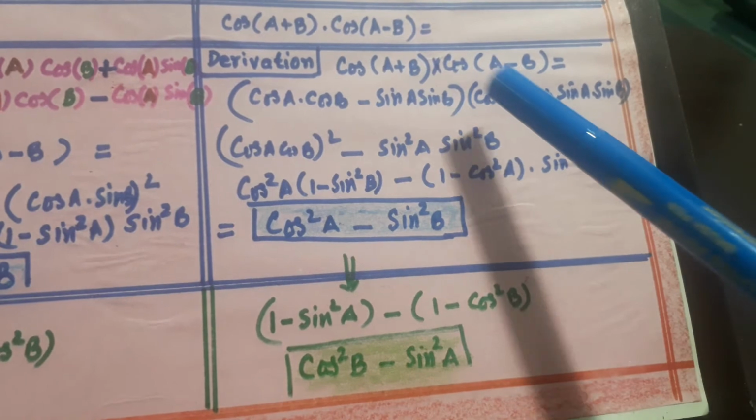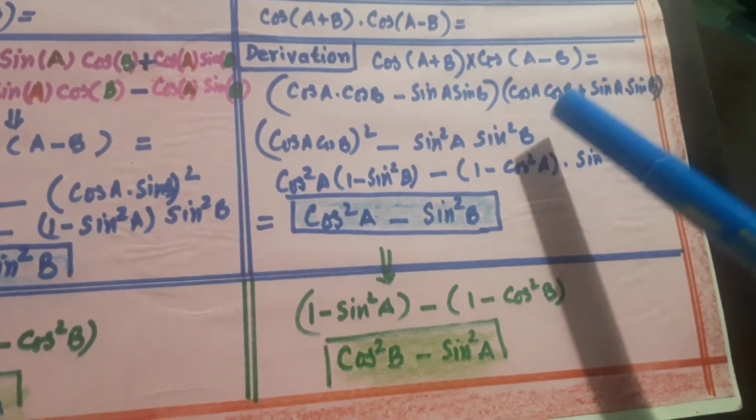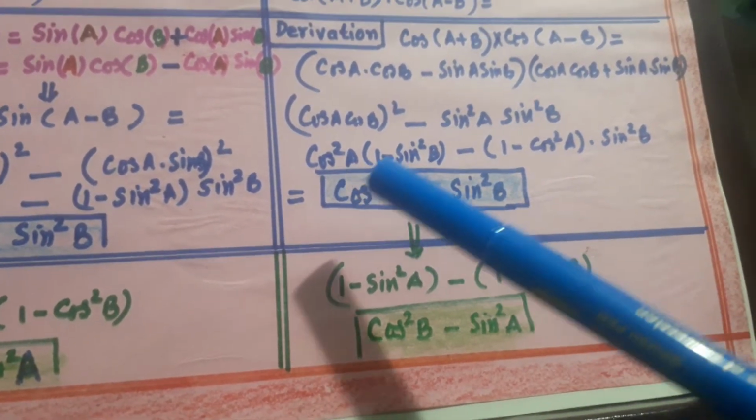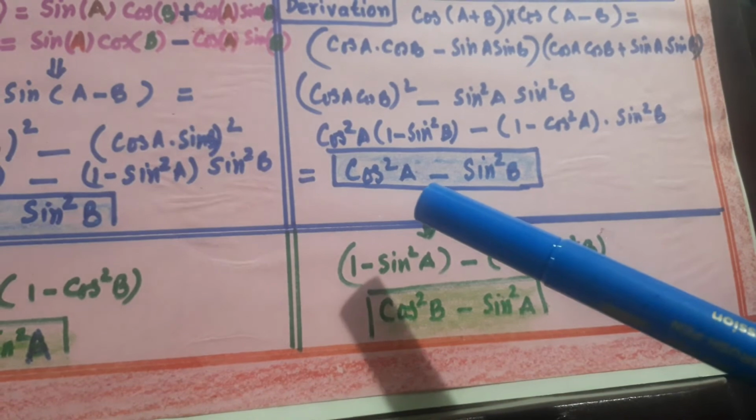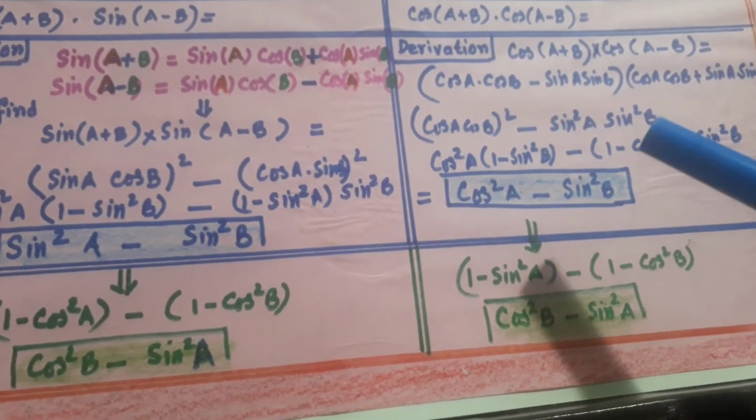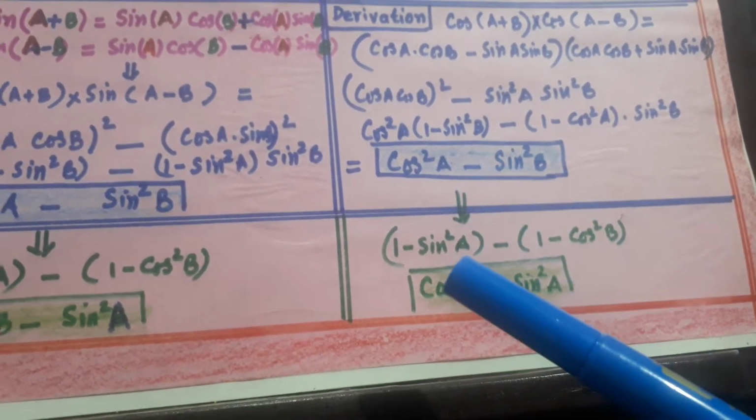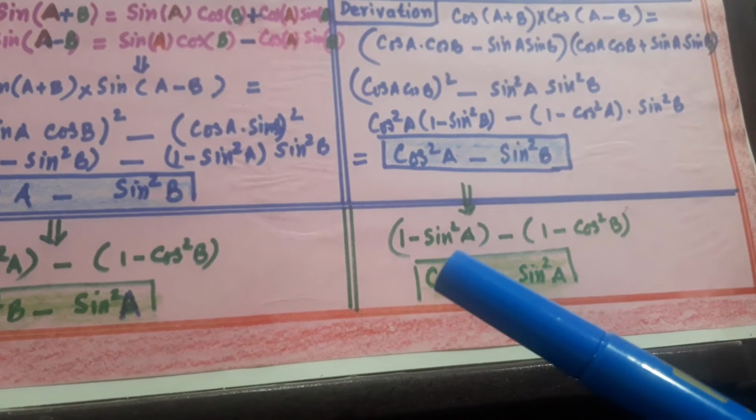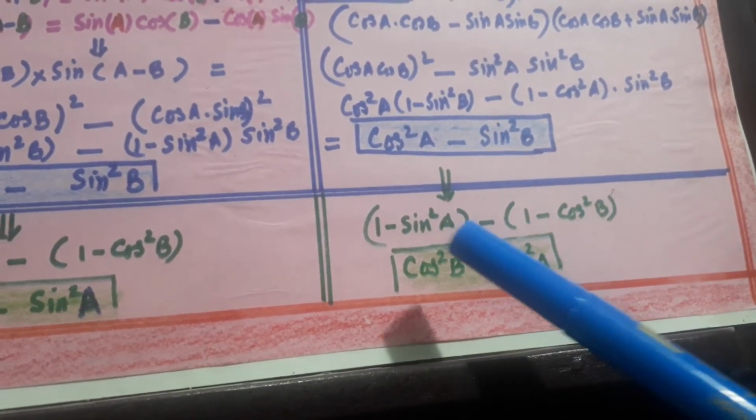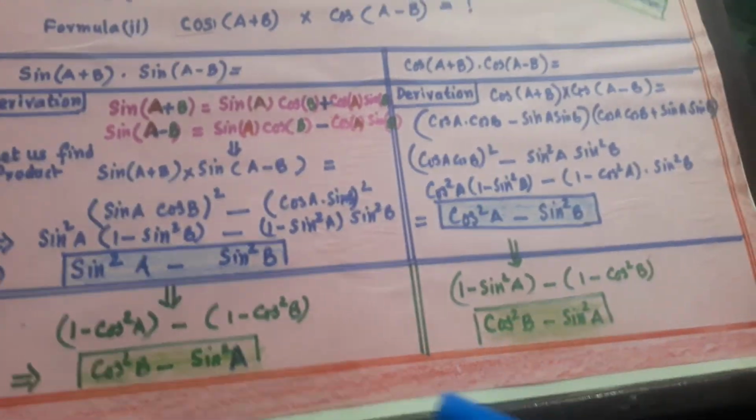When we make the product, it will become x minus y into x plus y shape. So x square minus y square shape. So on solving, we get cos square A minus sin square B. And here we will get this cos square can be written in terms of sin. So it will become cos square B minus sin square A. So this is the difference between the two.